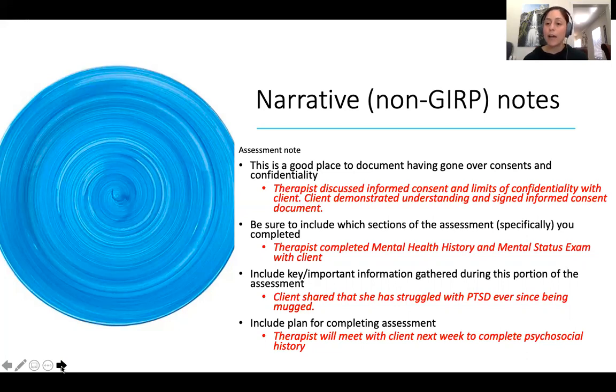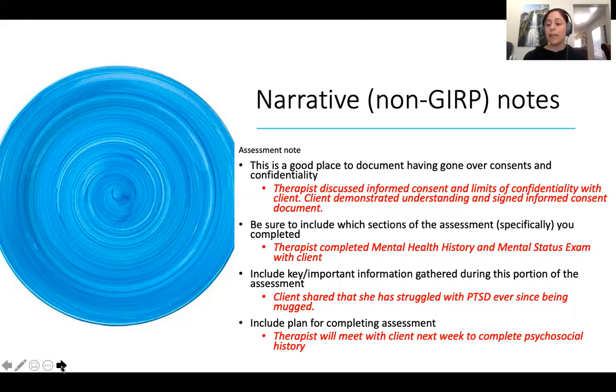This is helpful because you'll likely have 3 or 4 assessment notes, and this shows whoever is looking at your notes what you spent your time doing in the assessment. It makes clear exactly what you accomplished and what's left to be done. And this is good because you don't look like you're just assessing forever with no real purpose. You also want to include key information that you gathered during this point of the assessment, so anything that stood out. So I wrote client shared that she struggled with PTSD ever since being mugged.